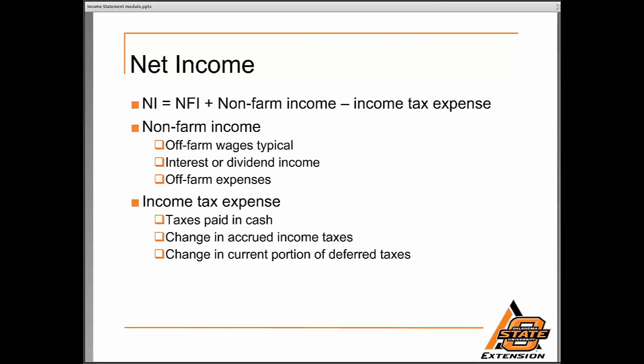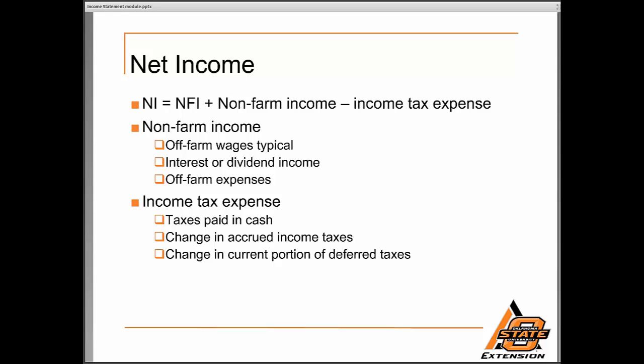Net income is determined by including non-farm income and income tax expense. Many farm operations have non-farm income and expenses. This could be wages from an off-farm job, interest income, or other off-farm income. After all other income is accounted for, income tax expense must be subtracted. Income tax expense includes taxes paid in cash along with changes in accrued income taxes and changes in the current portion of deferred taxes.